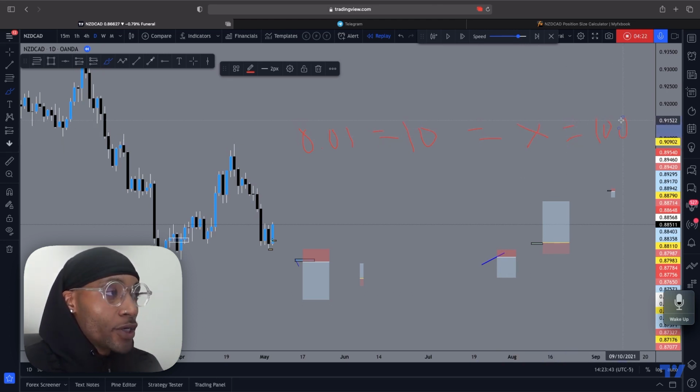So say you want to risk $100, what you'll do is multiply that times your 0.01 and then divide it by 10, and that will give you your X. So you can do it that way.